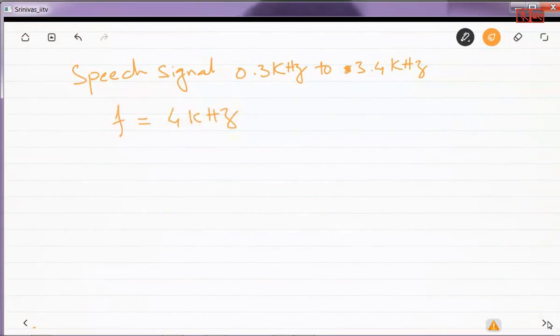In such a scenario, lambda is 3 into 10 power 8 divided by 4 kilohertz. So this is what? 55.